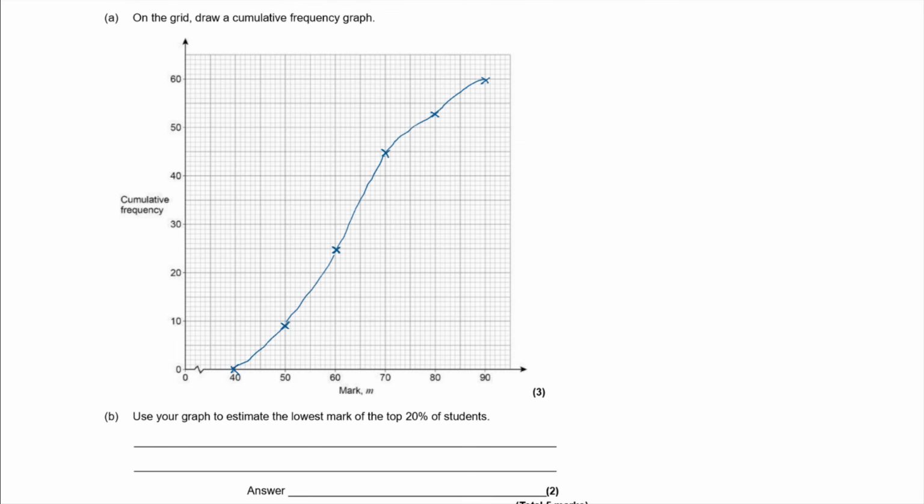Use your graph to estimate the lowest mark of the top 20% of students. Okay, so who are the top 20% of students? We've got 60 students. 20% of 60 is 0.2 times 60, isn't it? What's that? 12, isn't it? You can do it on your calculator if you need to. Remember, it's the top 20% though, so I don't want the bottom 12, I want the top 12. So if I start at 60 and I come down 12, that's going to take me down to 48, isn't it? So 48 to 60 is the top 12 students, which is the top 20%.